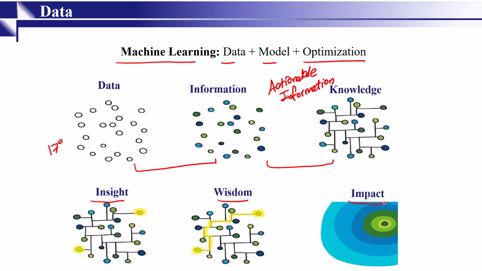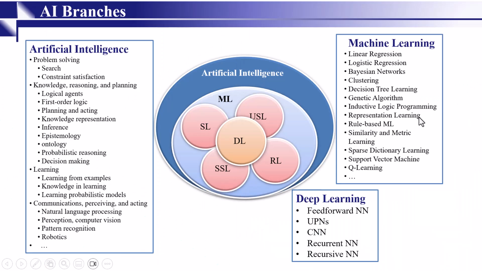And finally, we come to impact. Impact, in fact, goes beyond wisdom by driving meaningful actions and influencing real world outcomes. This impact involves applying wisdom to create tangible changes in behavior, policy, and systems. So, as I said, machine learning is only one branch of AI.